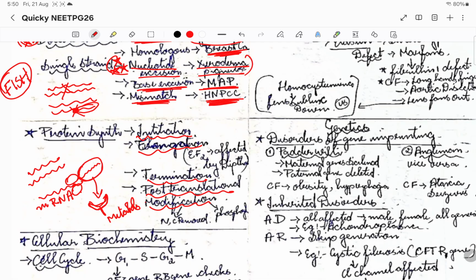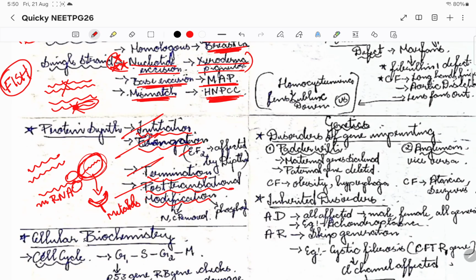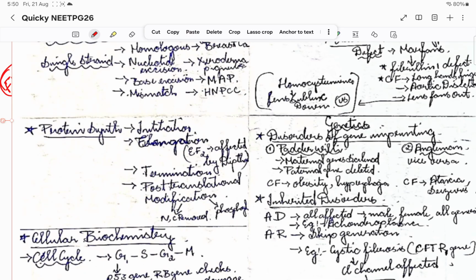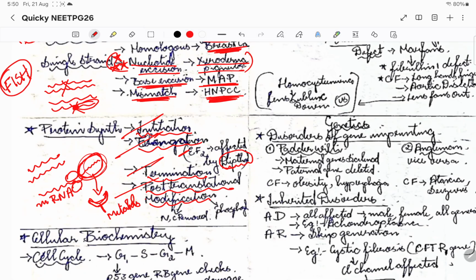This protein production has four steps: initiation, elongation, termination, and post-translational modification. The two things I want you to remember: in elongation there is the elongation factor. This is the thing that is affected by diphtheria toxin, the diphtheria in the DPT vaccine that we give. If there is an infection of diphtheria, this is exactly where it will go and act. This is very important. Please remember this elongation factor in protein synthesis is where it goes and acts.